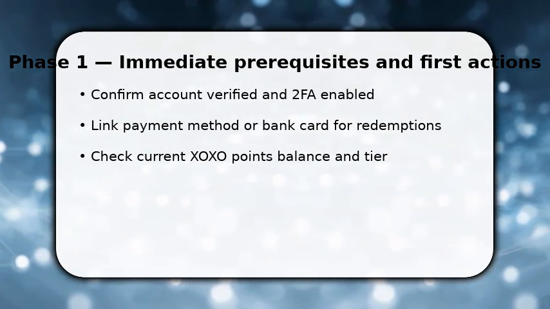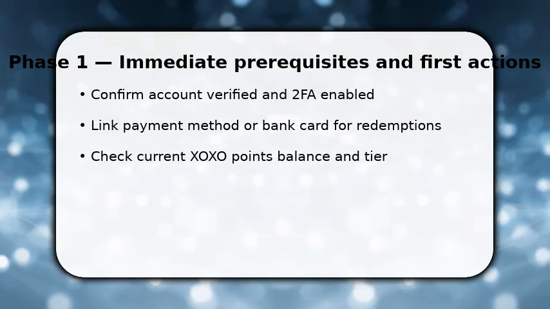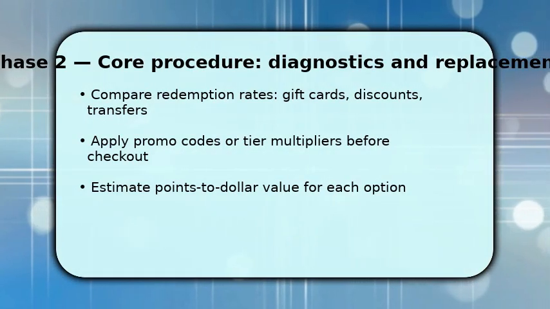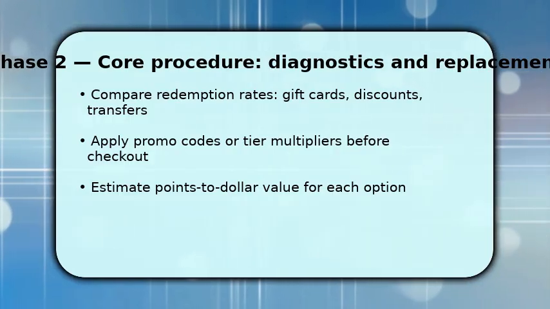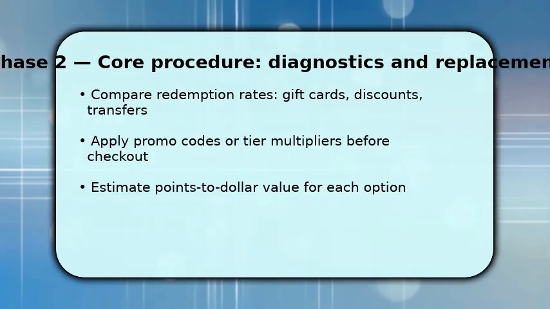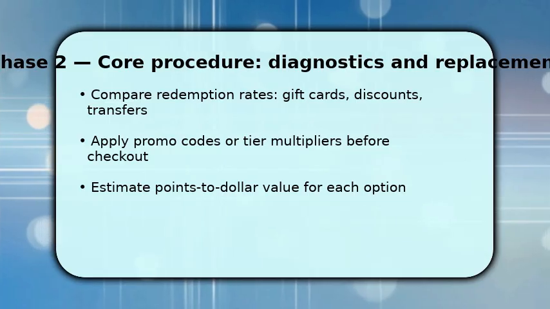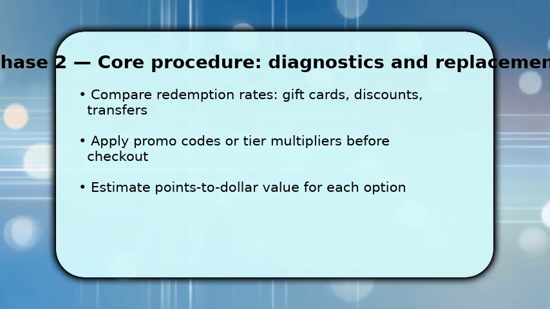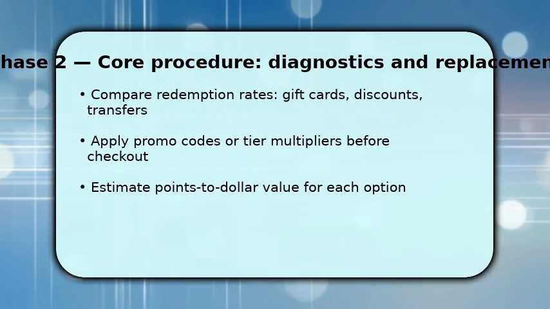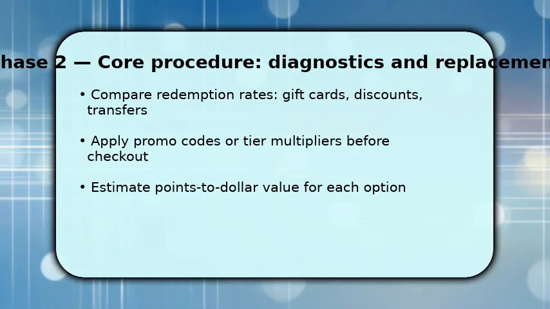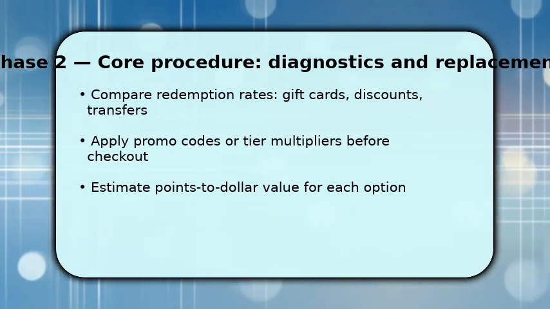Next, decide how to convert points. Compare redemption rates. Gift cards often yield higher per point value, while discounts apply instantly in checkout. Once you choose, apply any promo codes or tier multipliers before confirming. Those stack sometimes and increase value. Calculate the effective points to dollar rate so you know whether spending 1,000 points equals $5 or $7.50.